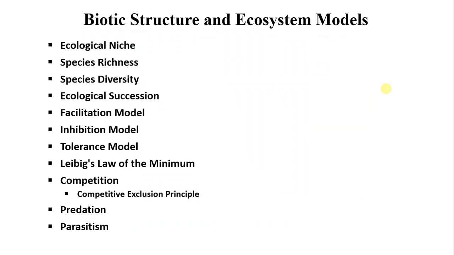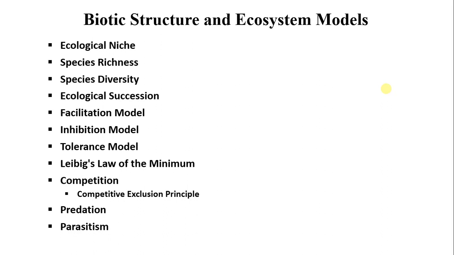Now let's quickly discuss some biotic structures and ecosystem models. The first one we want to talk about is the ecological niche. What is an ecological niche? An ecological niche is the match of a species to a specific environmental condition. It describes how an organism or population responds to the distribution of resources and competitors, and how it in turn alters those same factors. Simply put, an ecological niche is the role of an organism in a particular habitat or ecosystem.